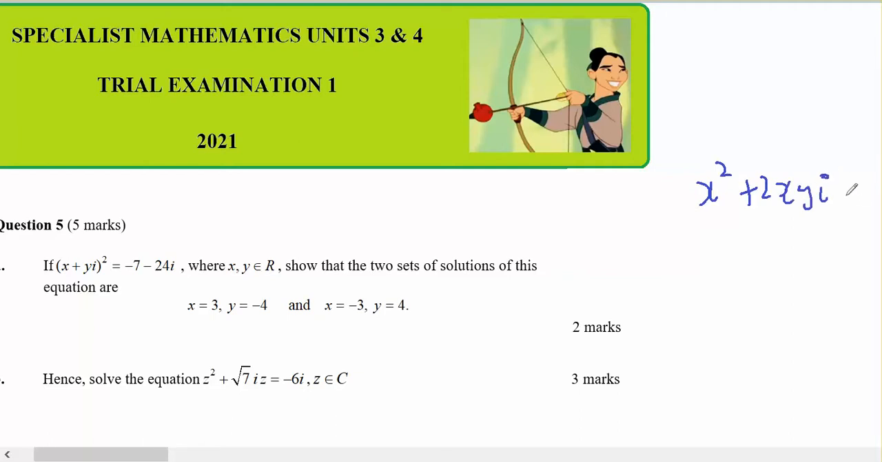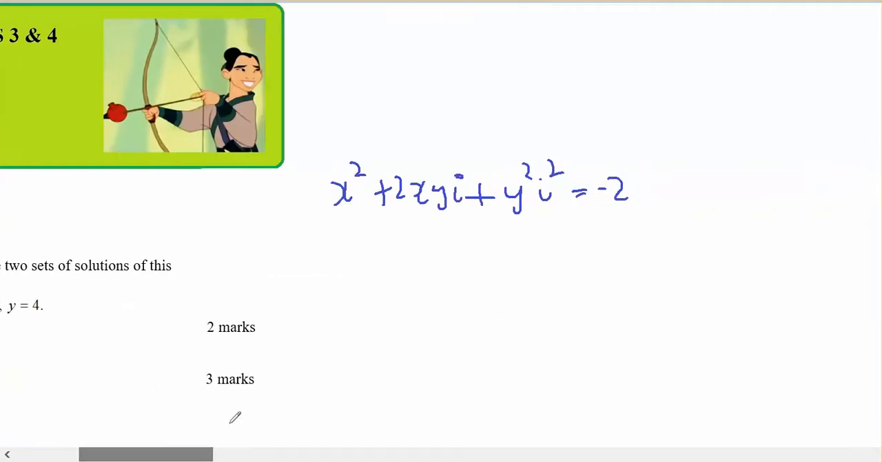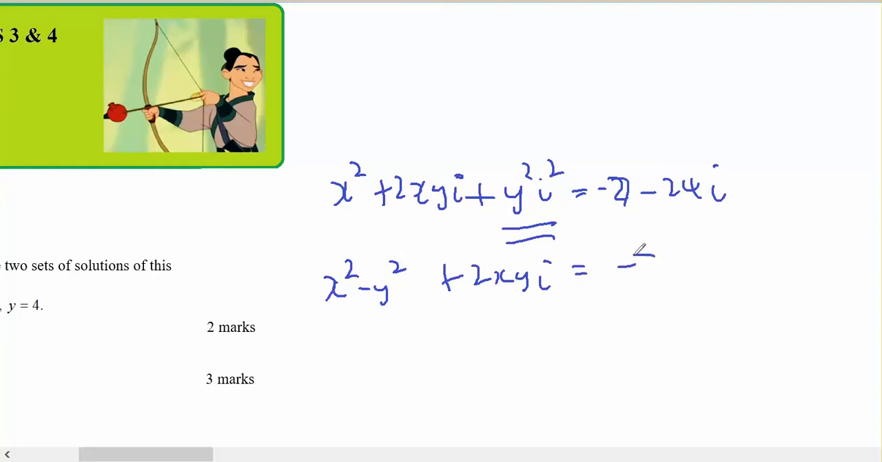Okay then, so I'd like to expand this to give me x squared plus two lots of x, y, i's plus y squared, i squared, and that equals minus 7 minus 24i. That's going to be x squared minus y squared plus 2xyi equals minus 7 minus 24i. Therefore, x squared minus y squared has to equal negative 7, and 2xy has to equal negative 24.